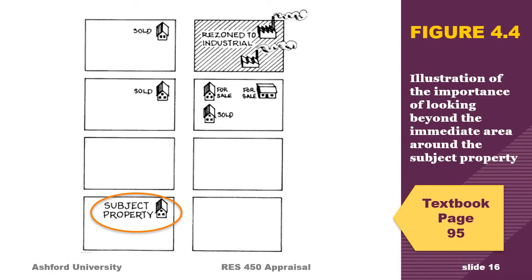Figure 4.4 illustrates the importance of looking beyond the immediate area around the subject property. In this figure, we see the subject property in the bottom left corner. While there are no different property types in the immediate area, you can see there is an industrial area a few blocks away. Also, there's a concentration of houses for sale around the industrial area, which could be a sign the area is changing. The appraiser needs to pay close attention to this trend.